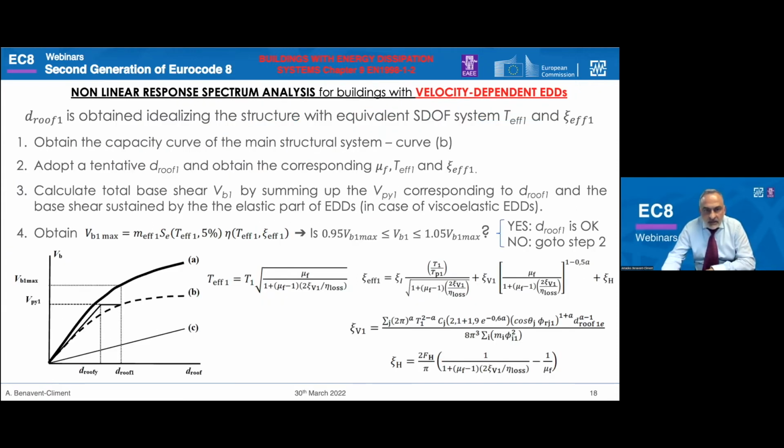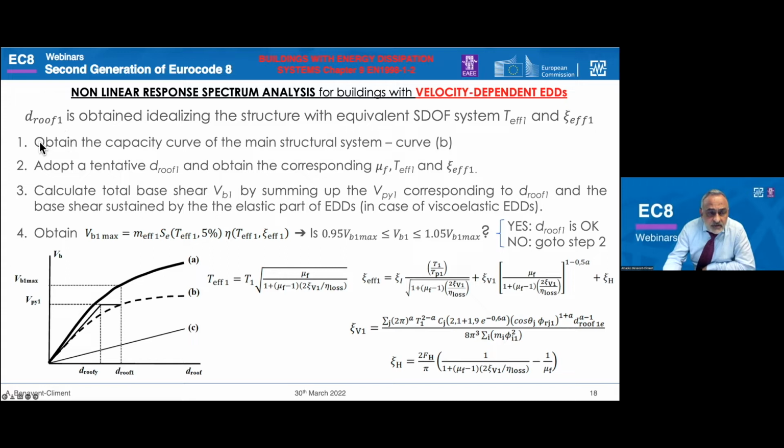So the next slide shows how the maximum roof displacement in the first mode is calculated with this nonlinear response spectrum analysis. This is done by idealizing the structure with the velocity-dependent dampers with an equivalent single degree of freedom system with period TF1 and with damping ratio ξF1, similarly to what I explained before in reference to the base isolated structures.